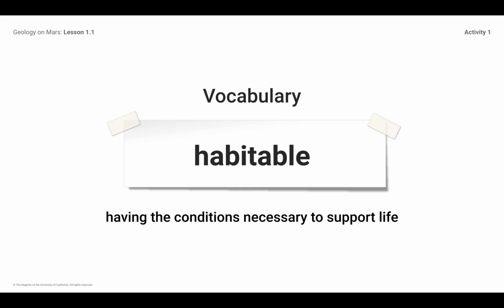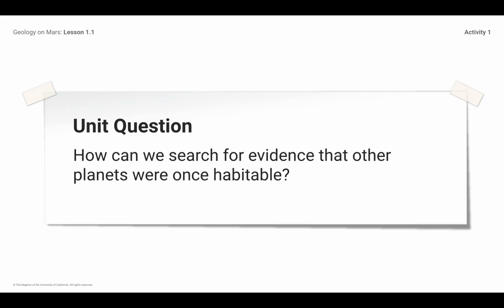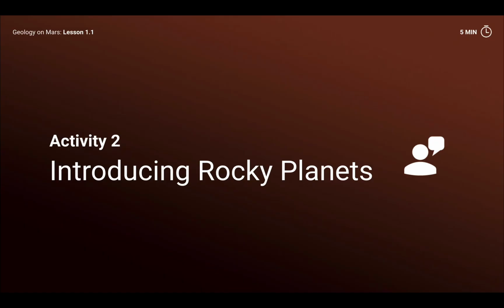Then move on. Our unit question is, how can we search for evidence that other planets were once habitable? Scientists can't just look at a planet and go, okay, I choose that planet. Let's go take a look. We have to have some kind of evidence beforehand, or at least some kind of reason for us to look at a planet. And that's what we're going to be studying this entire unit.